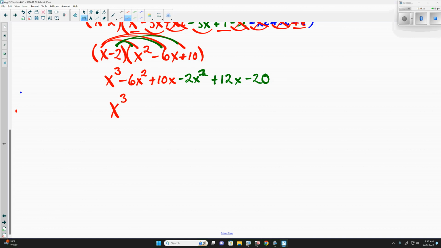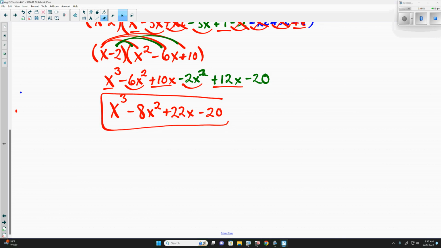Now at this point here, we can combine like terms. x cubed, negative 6x squared, minus 2x squared, negative 8x squared. 10x plus 12x is plus 22x, yes. I don't know why I just wrote 12x. 22x, and then minus 20. And that's it. Questions on this here?